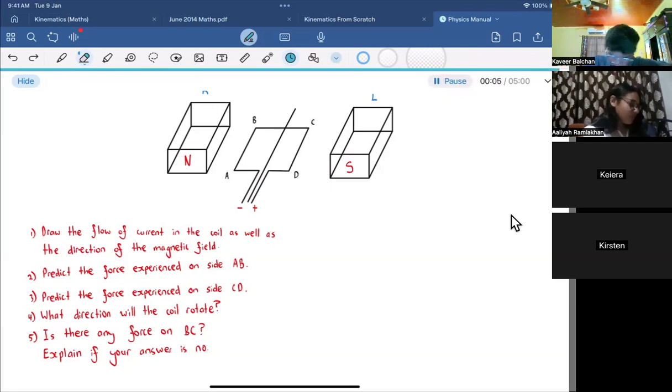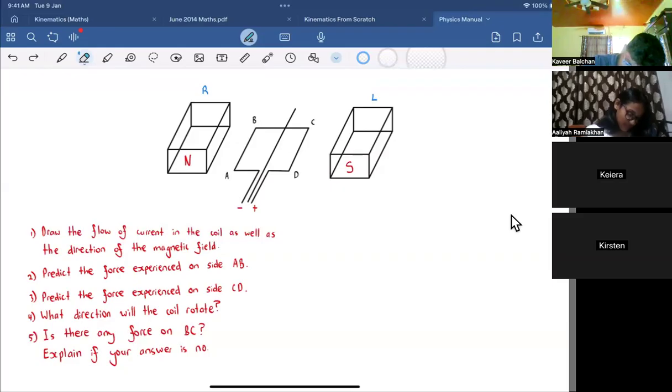Sure, man. The force is wrong. Yeah, the force is wrong, I realized. It could be like this. Yeah, that's it. Okay. So the force is supposed to be upwards. And show me the force in the other one.